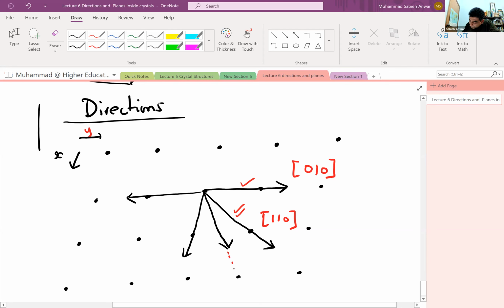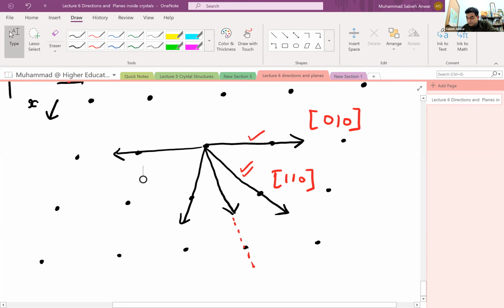And now let's look at this direction. I can always extend the directions to any length whatsoever because a direction is just a direction. So when I start from point A and I reach another lattice point B, how can I reach that lattice point? I can reach that lattice point by taking 2 hops in the x direction followed by 1 hop in the y direction. So this direction is 2, 1, 0.